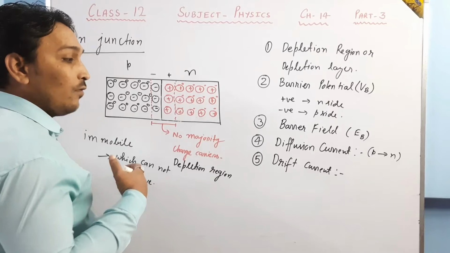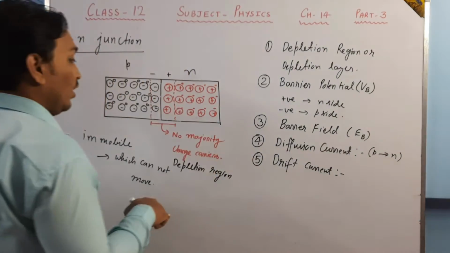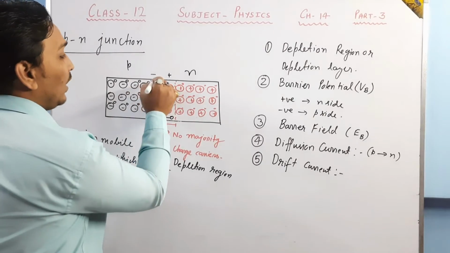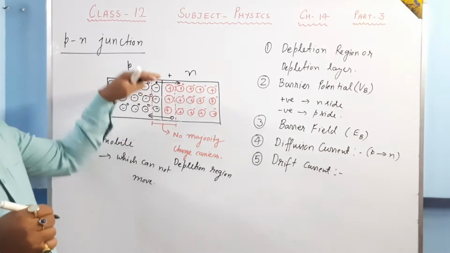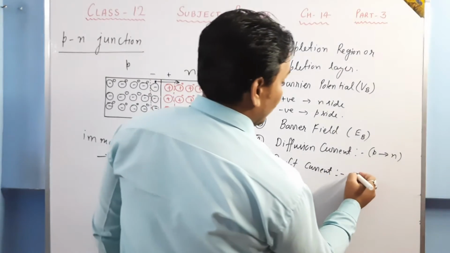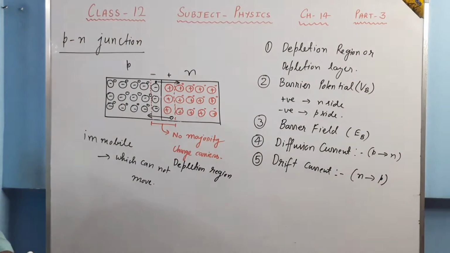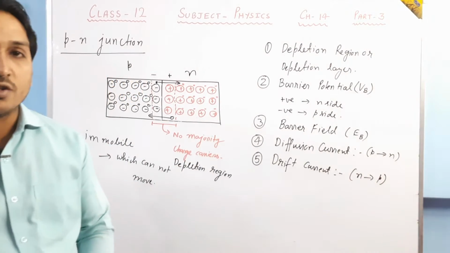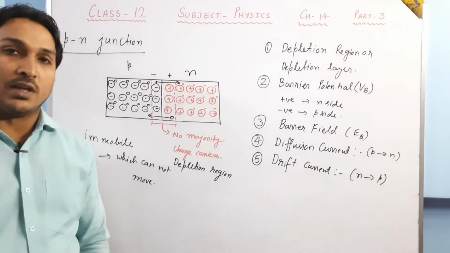So due to flow of minority charge carriers, there is a current which is called drift current. Now in drift current, holes are moving towards p side and electrons are moving towards n side. So basically this causes drift current. Electrons are moving this side, so direction of current will be from n side to p side. At equilibrium, this diffusion current and drift current become equal and the net current across the junction becomes 0. So this is all about PN junction when it is not connected to a cell.